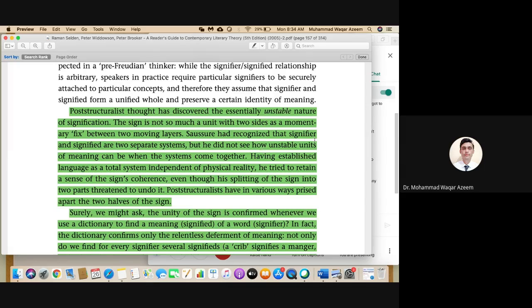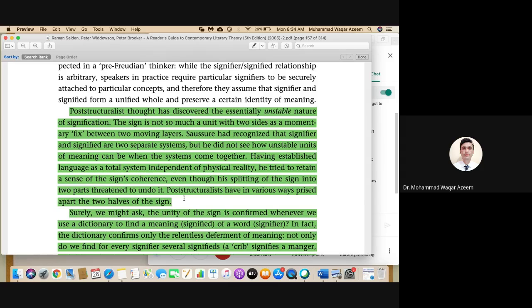Saussure had recognized that signifier and signified are two separate systems. But he did not see how unstable units of meaning can be when the systems come together. Having established language as a total system independent of physical reality, he tried to retain a sense of the sign's coherence, even though his splitting of the sign into two parts threatened to undo it. Post-structuralists have, in various ways, prized apart the two halves of the sign, right?